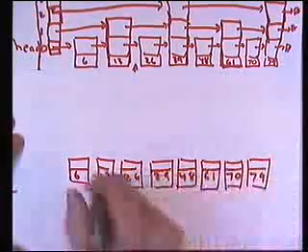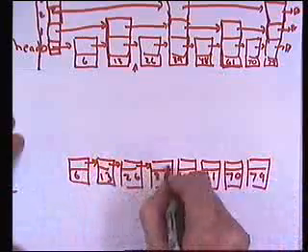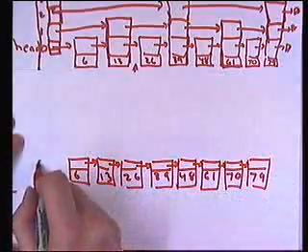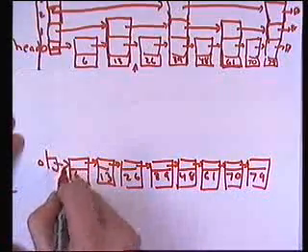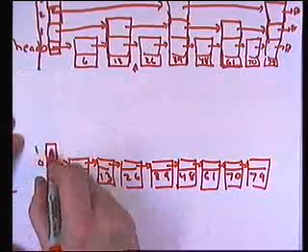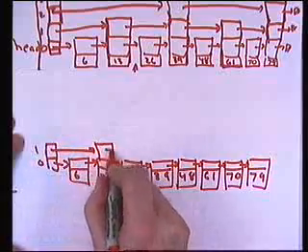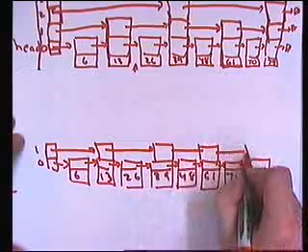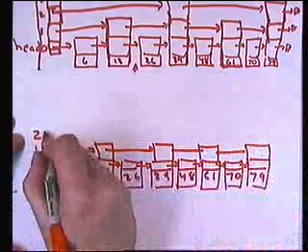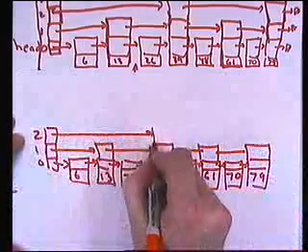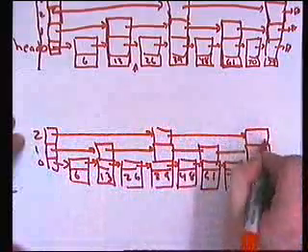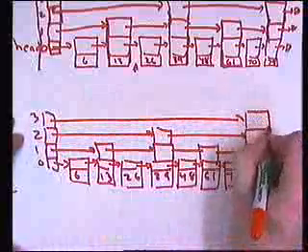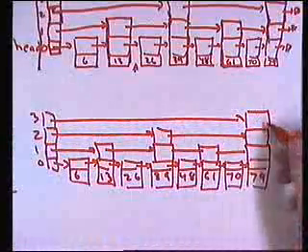A little messier drawing, but at this point you get the idea because it's exactly the same as above it. So here we have our level 0, and then here's our level 1, which points to every other node. And here we have level 2, which points to every 4th node. And here we have level 3, which points to every 8th node. And then these would all be null.